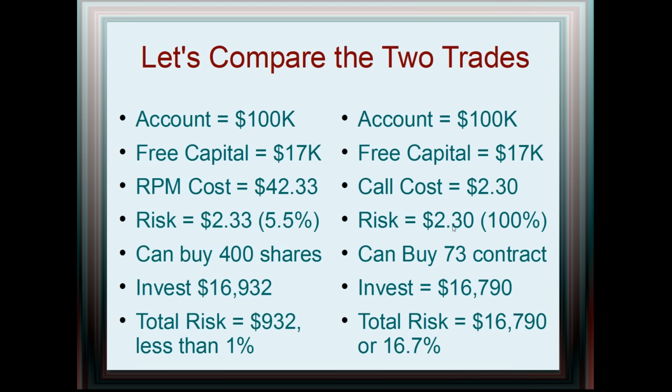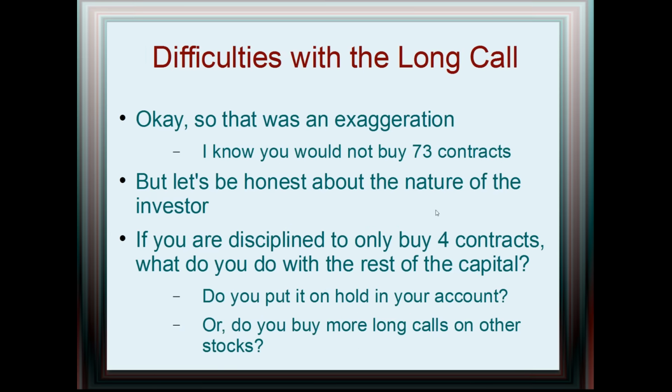If you were disciplined enough to only buy 4 contracts, seeing that I bought 400 shares and 4 puts, that would put you at a risk of about $922 or so. Now you can say that you have a risk of 1% of your total $100,000 portfolio. But even if you were disciplined to only keep the cost to 1% of your total portfolio value, what are you going to do with that remaining $16,078 that you have?